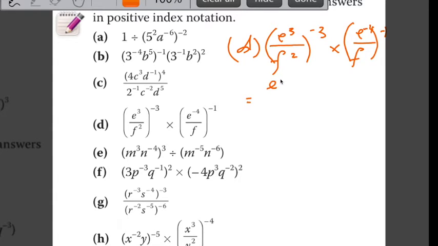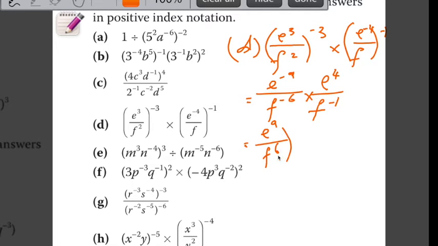So 3 times negative 3, negative 9. 2 times negative 3, negative 6. Multiply by e to the power of negative 4 times negative 1, 4. f to the power of negative 1. Okay, so what is this? If you see negative power, actually what I will do is, this is just f to the power 6, e to the power 9. I take out my negative 1.